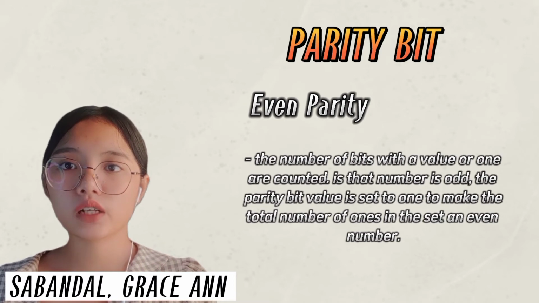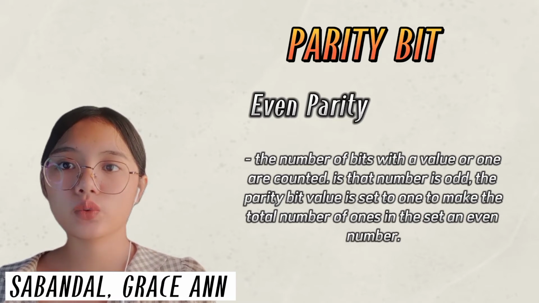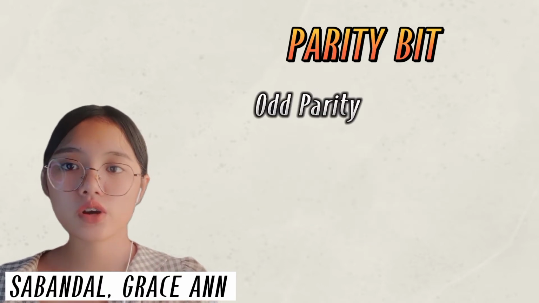The number of bits with a value of 1 are counted. If that number is odd, the parity value is set to 1 to make the total number of ones in the set, including the parity bit, an even number. Second one is the odd parity.